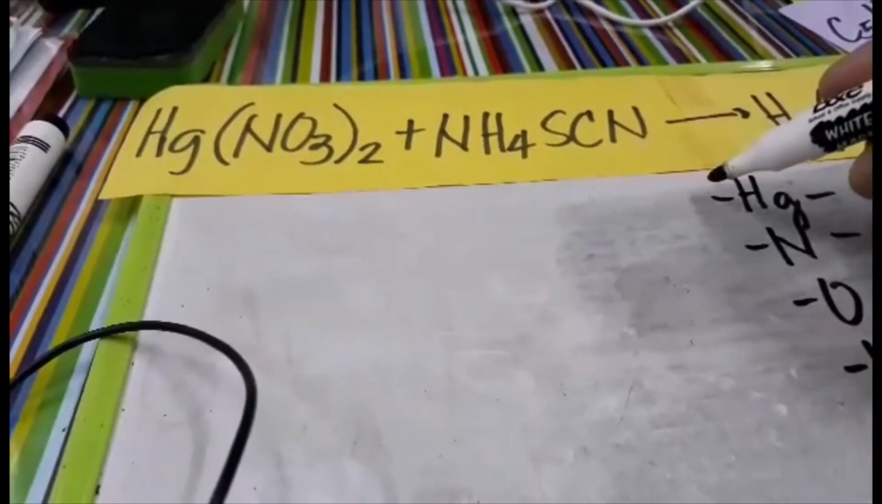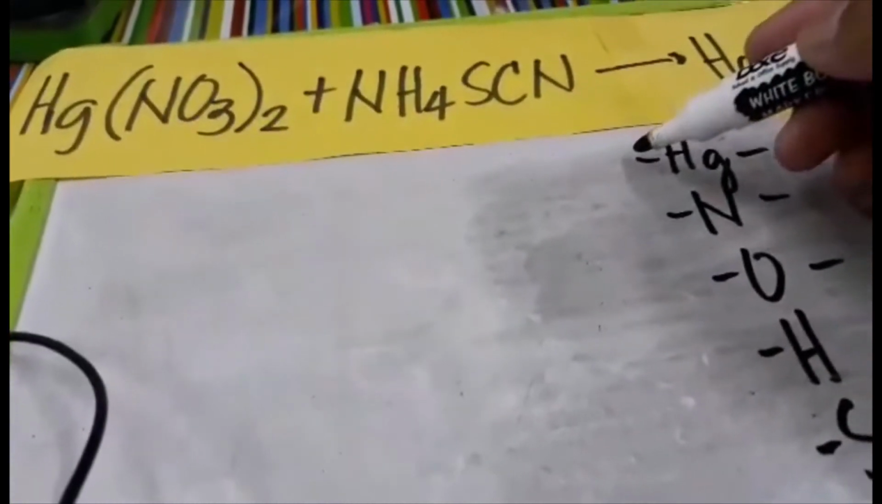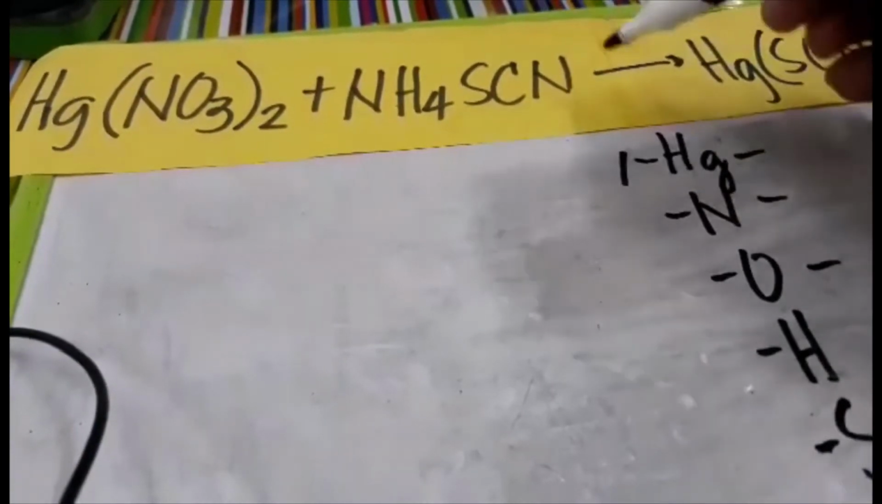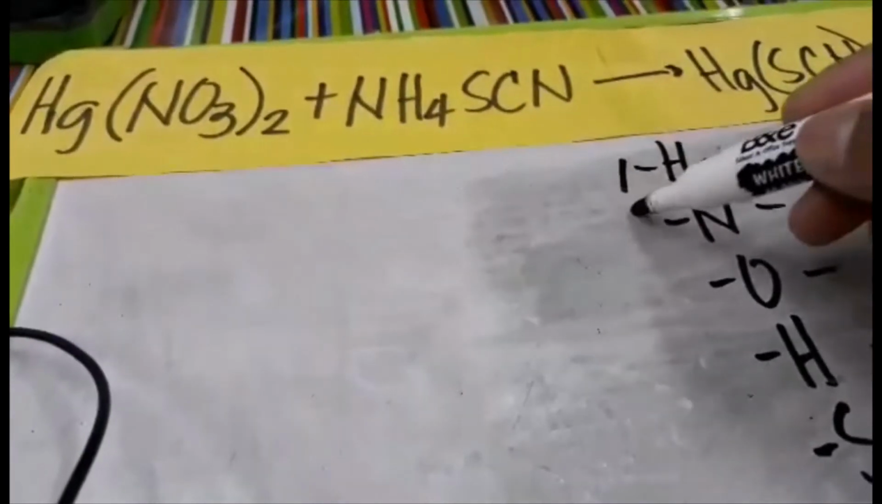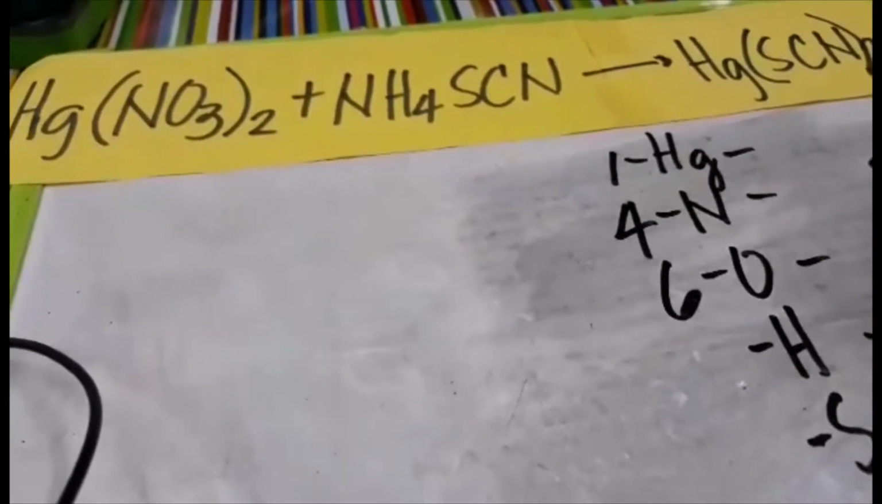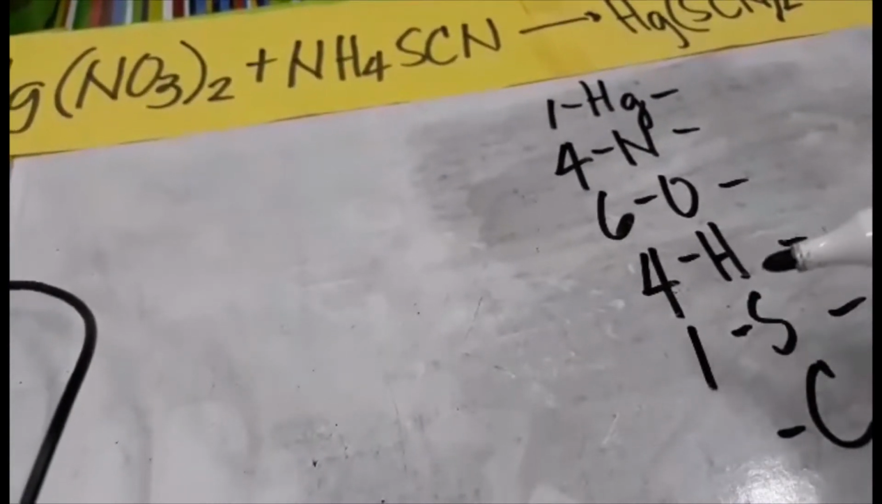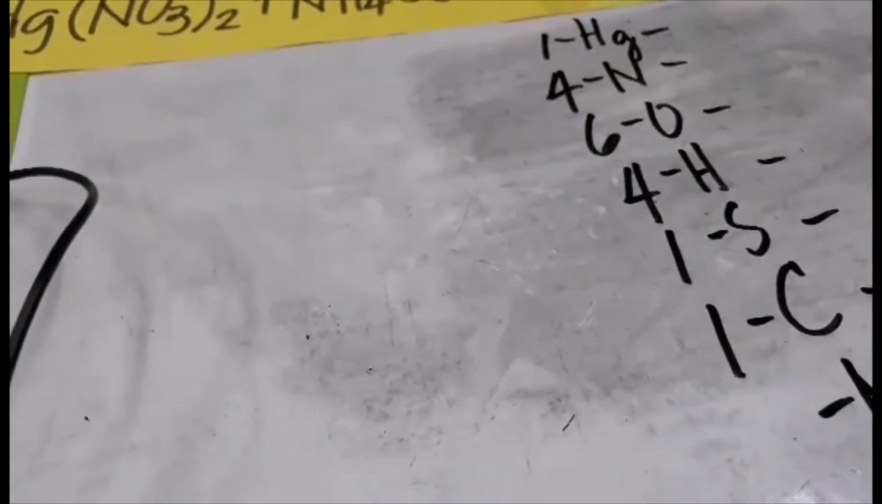So mercury in the reactant is 1, nitrogen is 3, 4. So 1, 2 plus 2, so we have 4. Oxygen is 6. Hydrogen is 4. Sulfur is 1. And we have carbon is also 1. And nitrogen, that is already counted na po. So wala na po tayong nitrogen dyan.